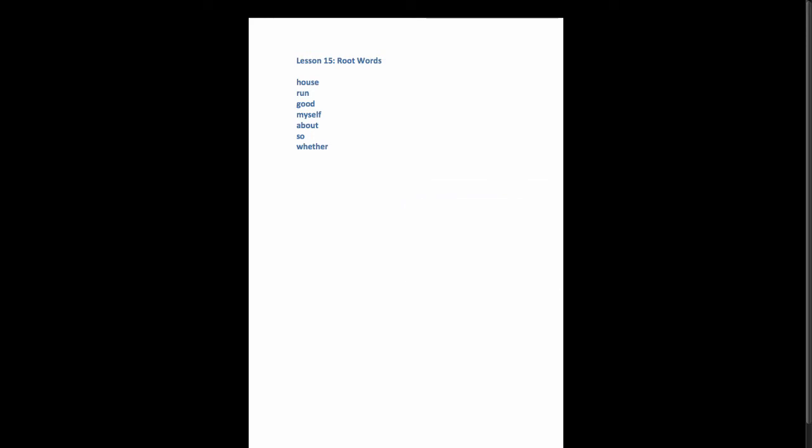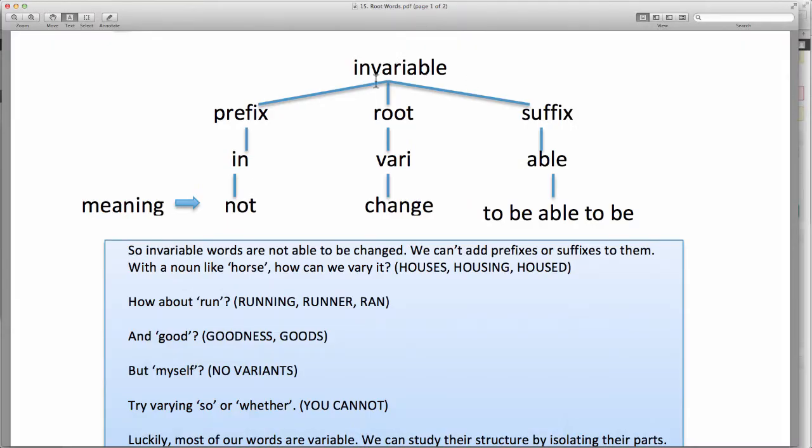Well, let's take a look at the words using a morphology diagram. Here we have the word invariable. It's made from a prefix, in, and that means not, and a root word, vary, meaning change, and a suffix, able, which means to be able to be. So therefore, invariable words are not able to be changed. We can't add prefixes or suffixes to them.